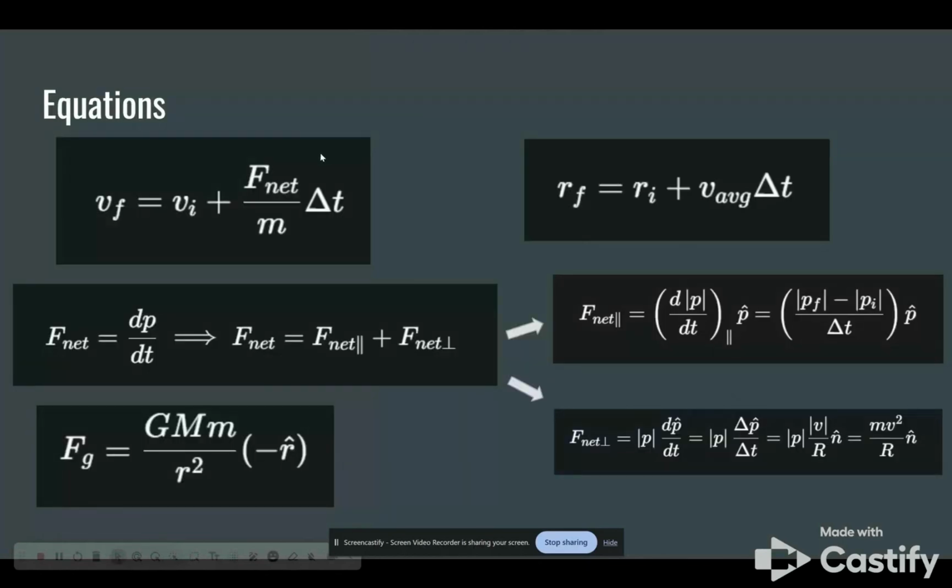So for the first one, which is the velocity update formula, it's the initial velocity plus acceleration times change in time. The position update formula is just the initial position plus average velocity times change in time.